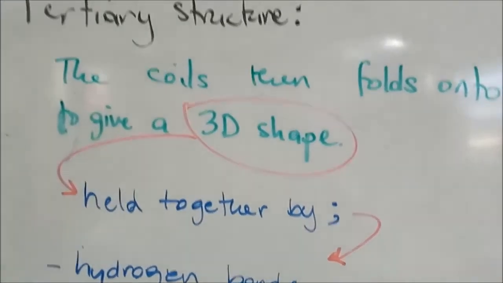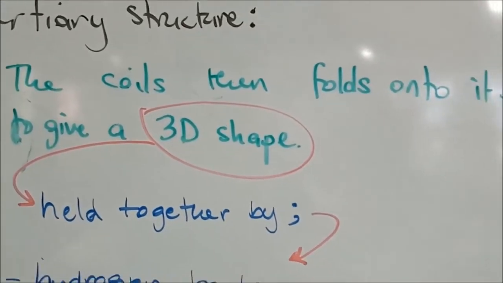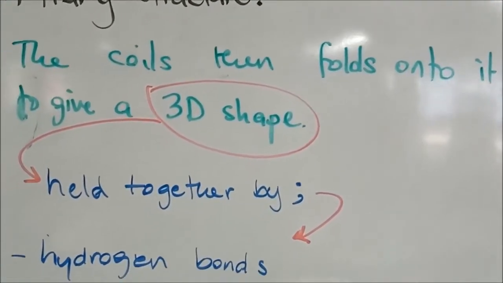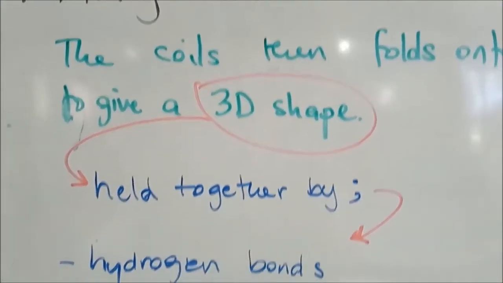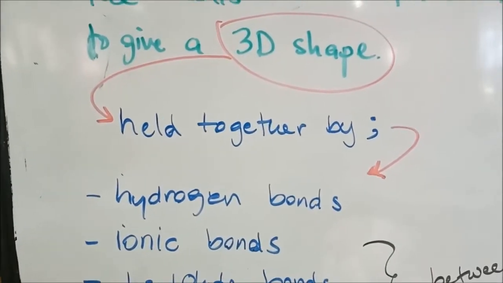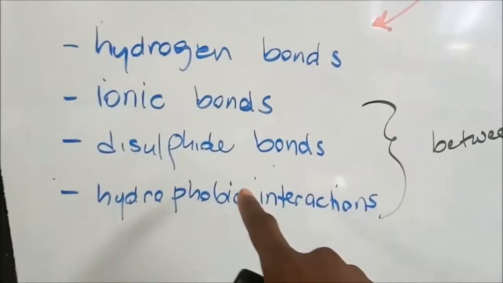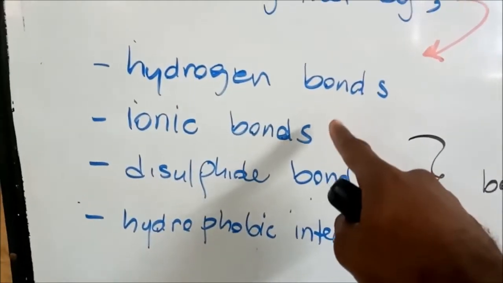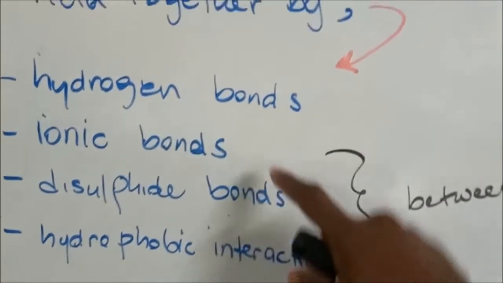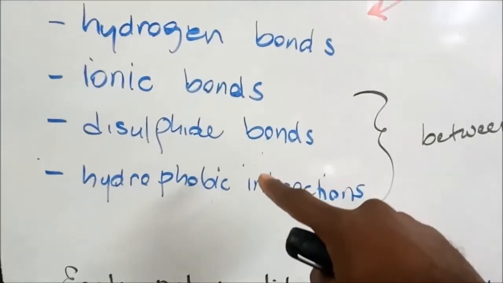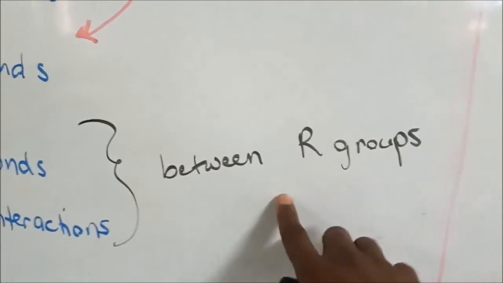Just to be clear, now we say tertiary structure is when we have the coils start to fold on themselves and give a 3D shape. Now that 3D shape is held together by hydrogen bonds. Well, not exactly by hydrogen bonds, but in addition to hydrogen bonds, we have ionic bonds, disulfide bonds, and hydrophobic interactions. But these three, ionic, disulfide, and hydrophobic interactions, they occur between the R groups of the different amino acids.